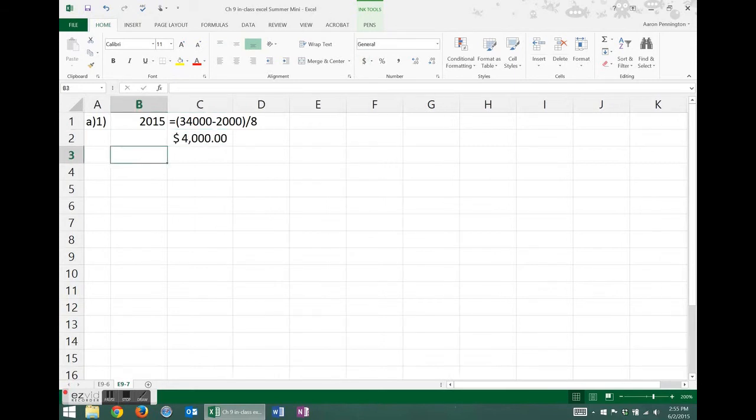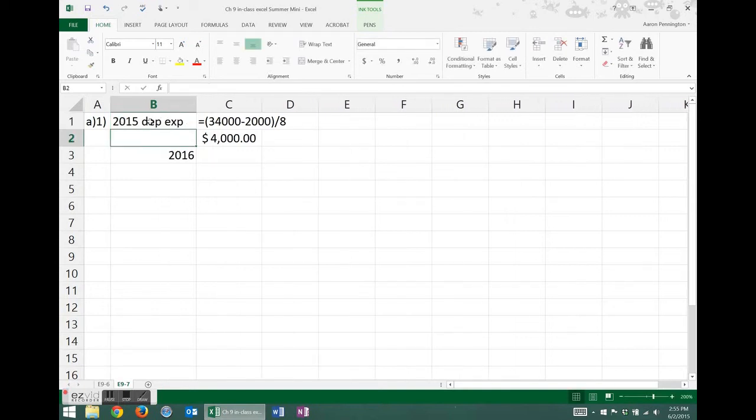All right. It asks for 2016, and actually I should probably be a bit more descriptive. Well, nothing has changed, and we're using the straight line method. So in 2016, depreciation expense is still going to be the same $4,000. The problem didn't ask for it, but if it asked for accumulated depreciation, we could track that.